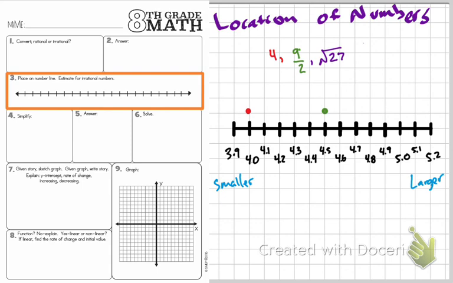So I'm simply going to estimate that location, and I'm going to put it really close to that 5.2, in between the 5.1 and the 5.2, and that should represent 5.19. Remember that any irrational number will always be an estimate. It will never be an exact number, and therefore it can never be an exact location.